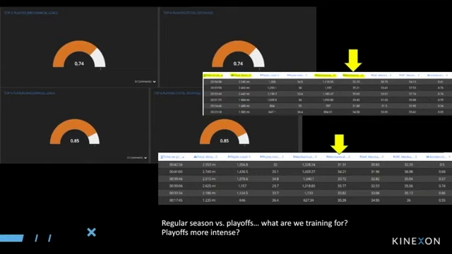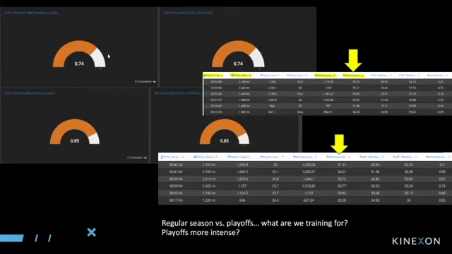That being said, we're going to look at the big picture for the season. So when you're looking at this, we also want to look at what the demands are during the season. One example I have up on the screen is that the regular season and the playoffs in the NBA are completely different. Let me explain what we have up here.